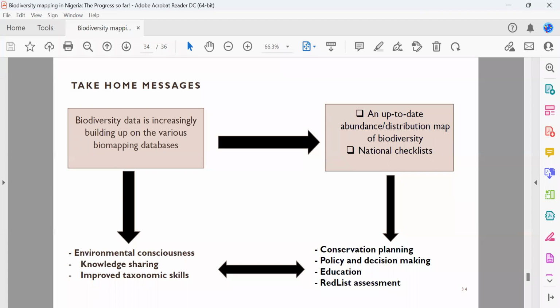And the policy makers and the decision makers can use this data to make informed decisions about biodiversity. We can use this data as an education tool, and we can use this data to develop a red list for Nigeria, which is lacking. A lot of countries in Africa have their national red list book, but we don't have any in Nigeria.